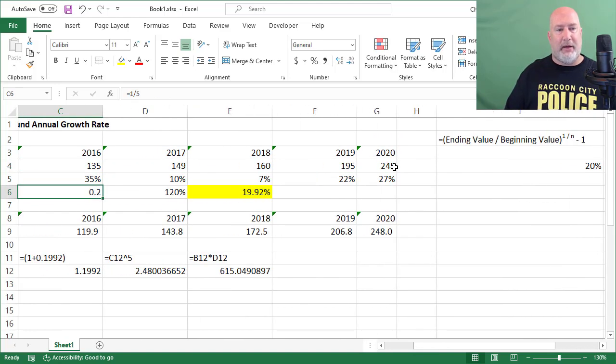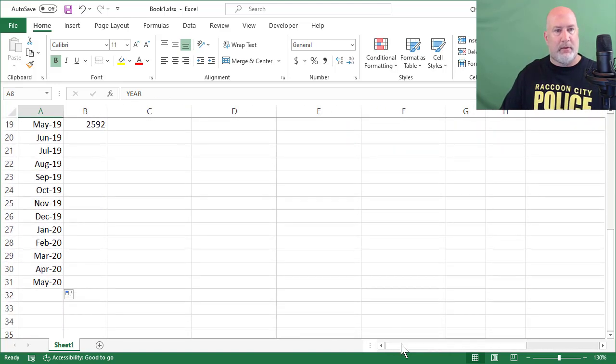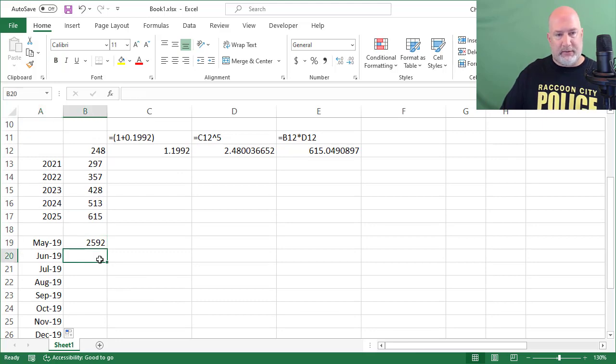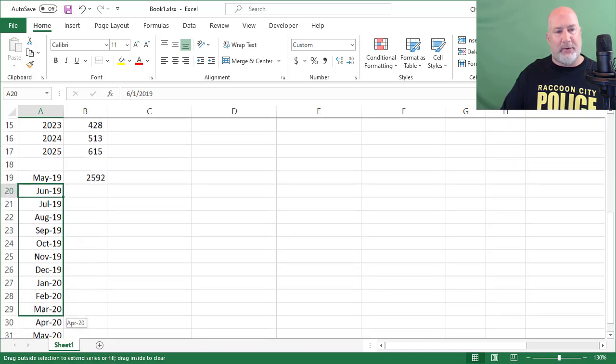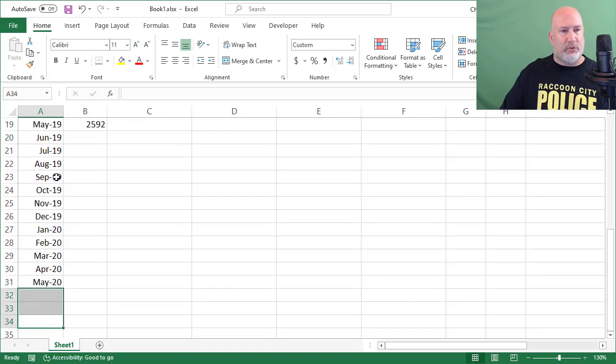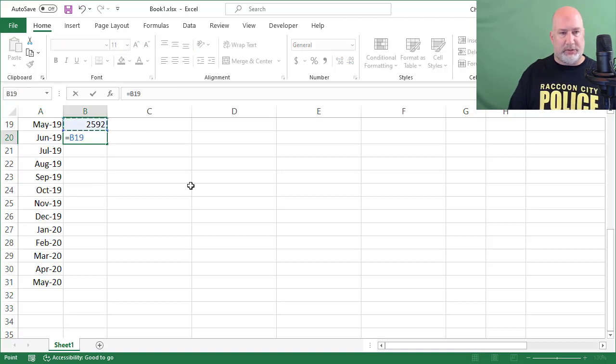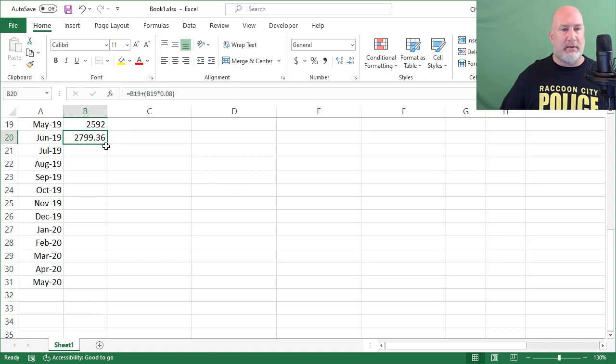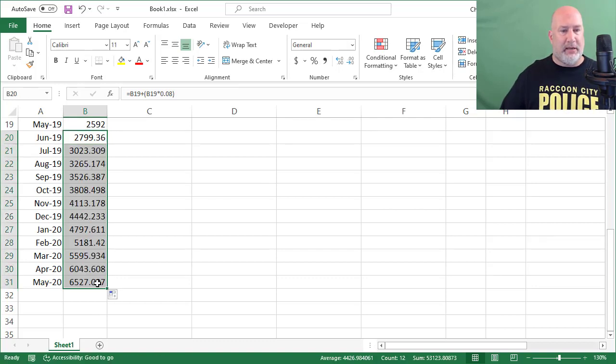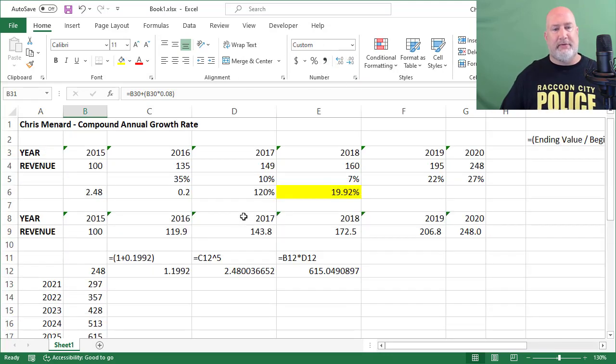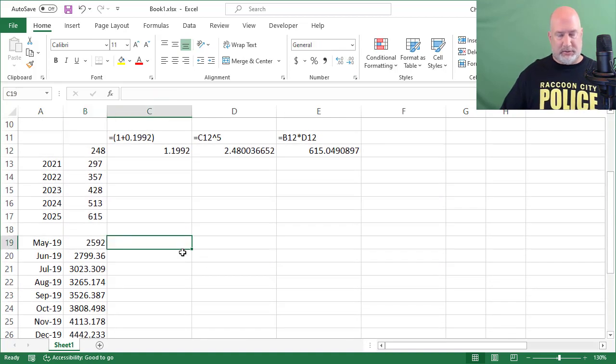So now that I know my compound monthly growth rate, I'm going to quickly predict that 8%. I forgot how many months we out, so let's go out 12 months. I want to know where I'm going to be in 12 months. That is 12 months. Here we go. 8% equals that plus that number times 0.08, 8% compound monthly growth rate. I should therefore be next May 6,527 subscribers. Let's see if that works.